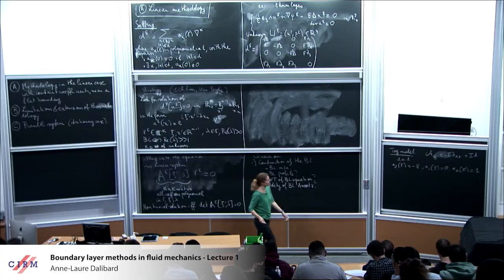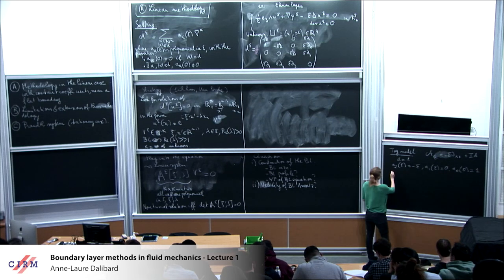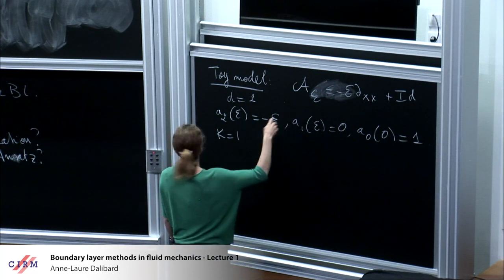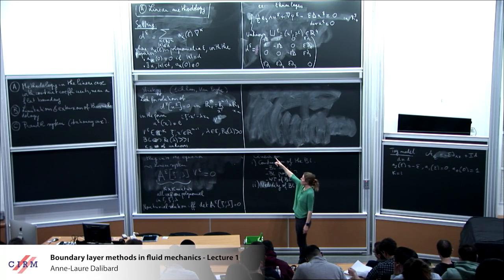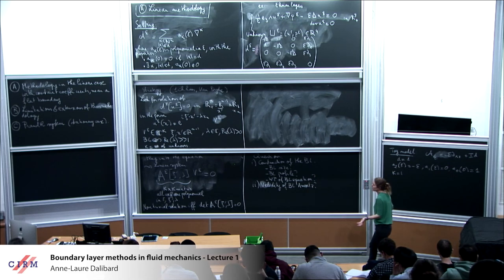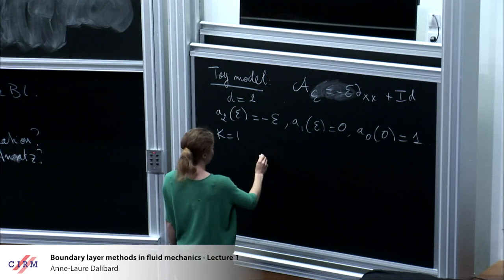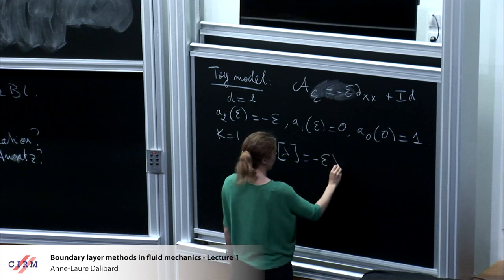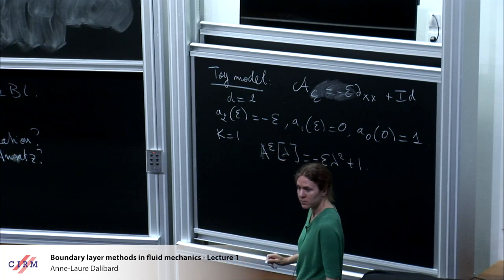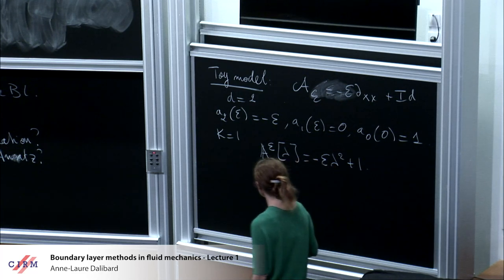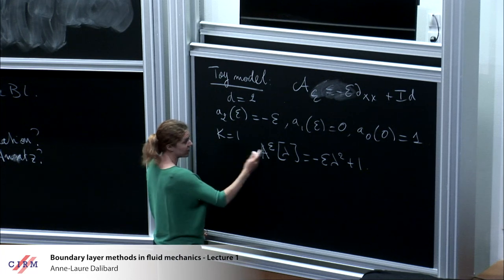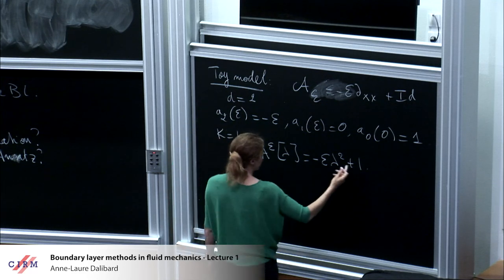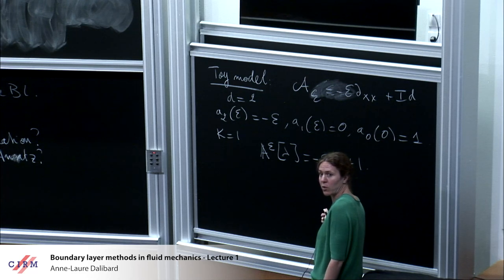So I'll do the computation for the time model. In that case, you have k equal to 1, so it's easy. I also have n equal to 1, so there is no psi prime, there's just lambda. In that case, my A epsilon of lambda is just minus epsilon lambda squared plus 1. It's a 1-by-1 matrix, so its determinant is itself. And so I have a non-trivial solution if and only if lambda is equal to 1 over square root of epsilon.